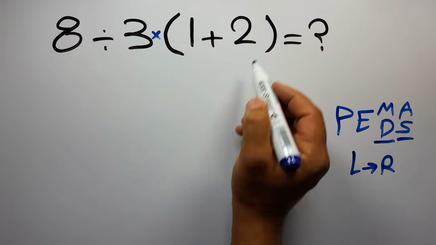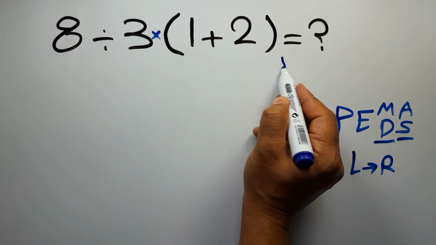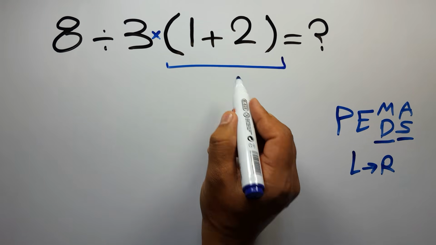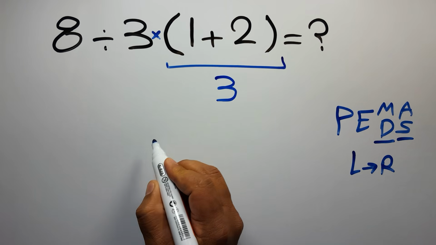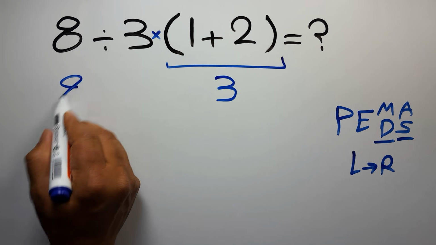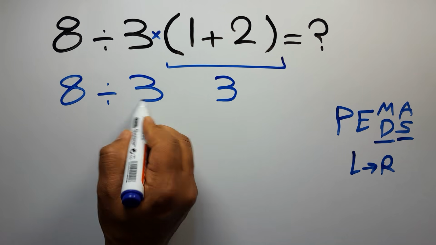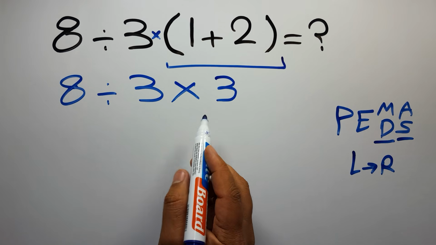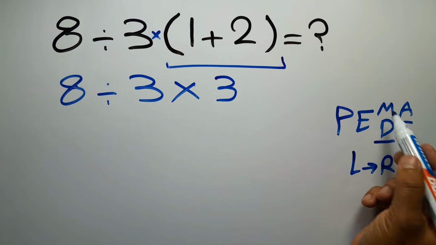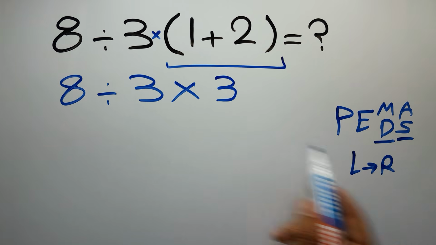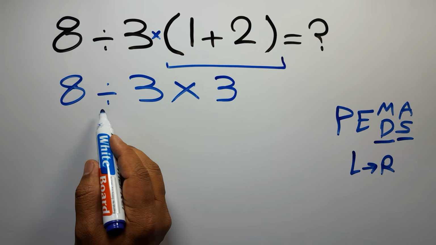So first we have to do this parentheses. Inside this parentheses we have 1 plus 2, which equals 3. So we have 8 divided by 3, then times 3. Now we have one division and one multiplication. As I said, multiplication and division have equal priority and we have to work from left to right. So here first we have to do this division.